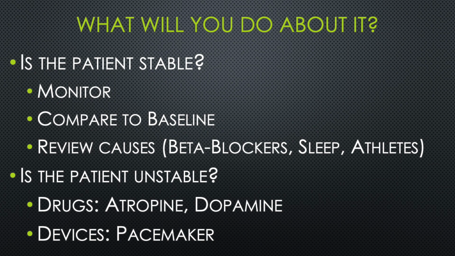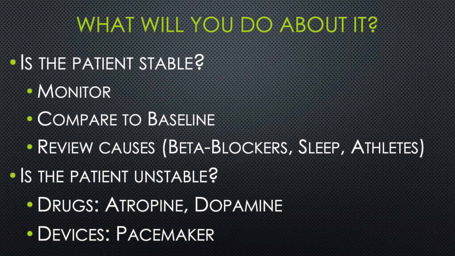Compared to their baseline, we're going to ask them, hey, how slow is your heart rate normally? Is this your normal? And then we can maybe review some of the causes. What are some common causes of a slow heart rate? Well, if you take a medication that slows down your heart rate, it's going to be slow. So patients that are on beta blockers can have a slow heart rate. Also, those that are asleep or those that are super in shape, like athletes, can have a low heart rate, and that's normal for them.